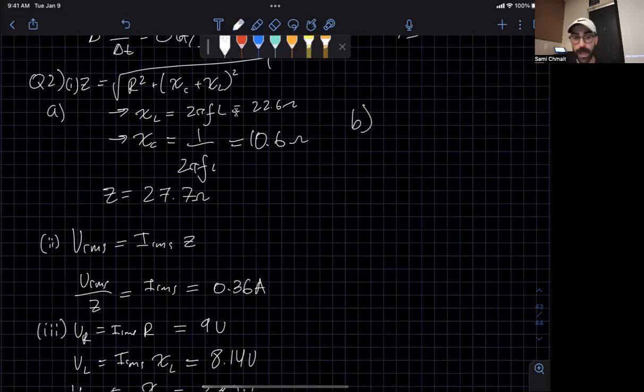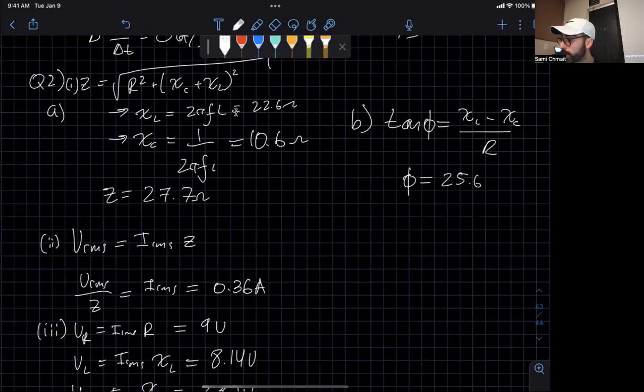For part B, use tan of the phase angle is equal to XL minus XC divided by R. Solve for that value, and what we end up with is 25.6 degrees. And then because this angle is greater than 0, that tells us that the current lags the voltage.